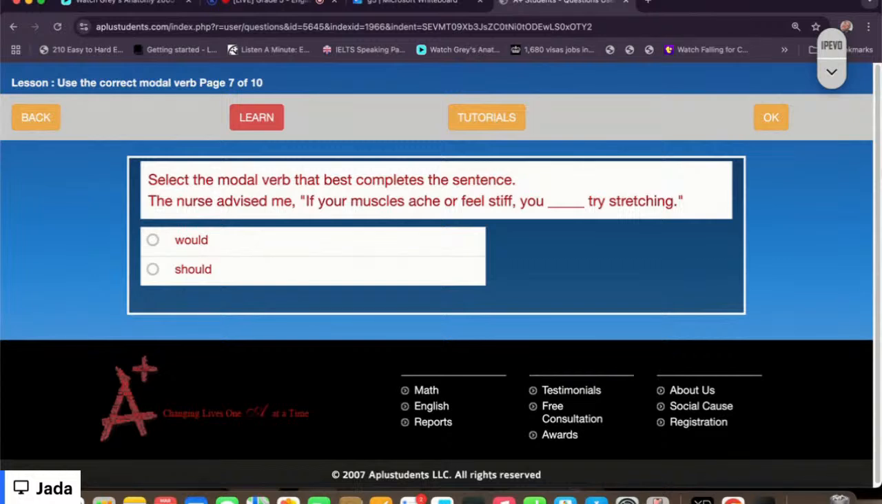If you haven't done this lesson before, make sure you try to complete it in your free time.